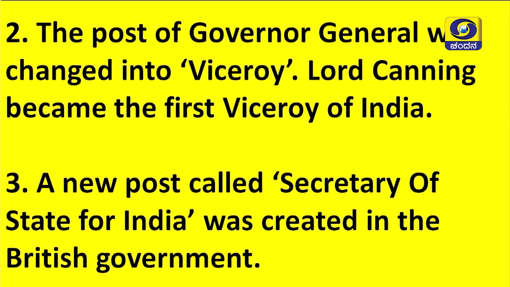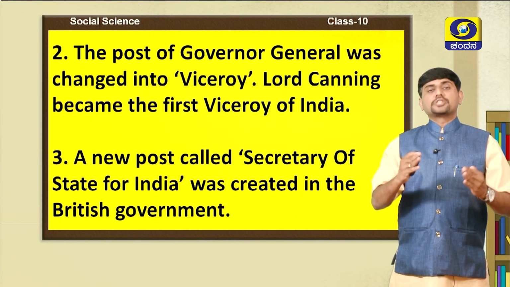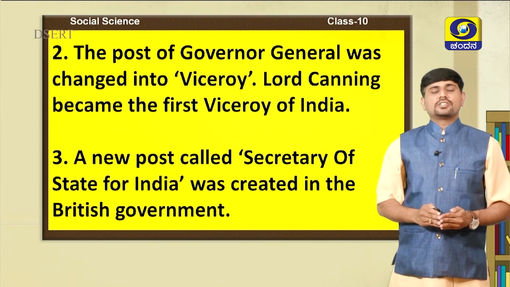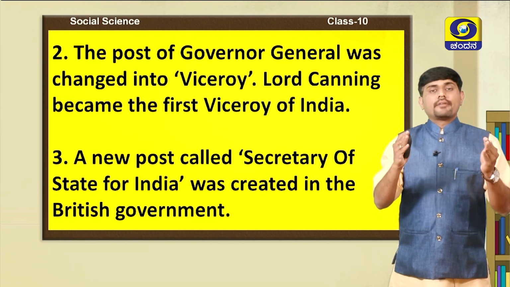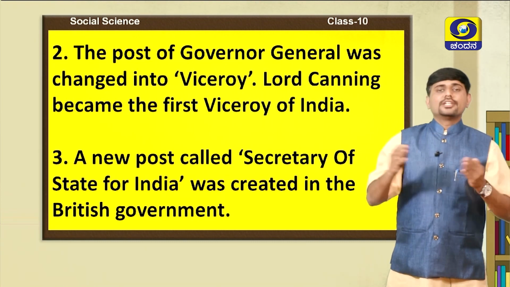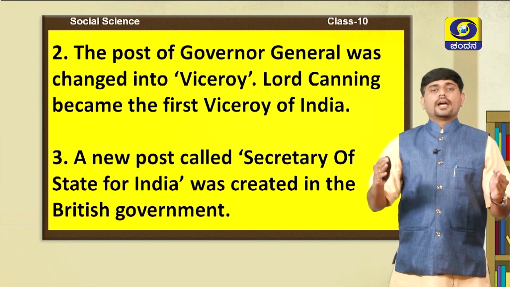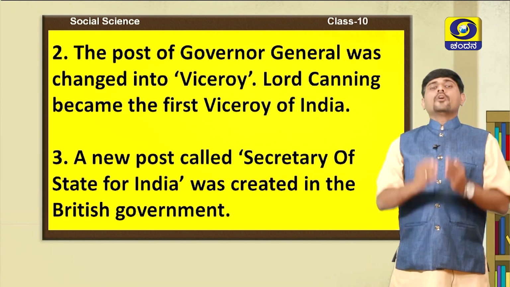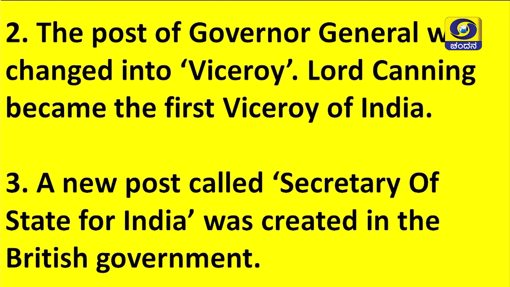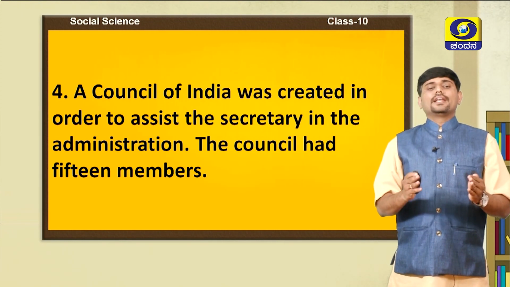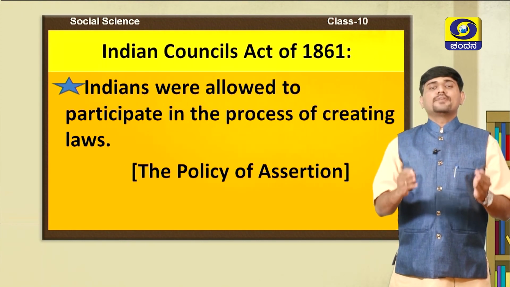Dear children, till then, right from the beginning of the British East India Company, the head of the Company was the Governor General. Now the position of the Governor General was renamed as the Viceroy of India. The first Viceroy of India was Lord Canning. A new post was created for India: the Secretary of State for India was created by the British government. According to the act, a Council of India was also created in order to assist the Secretary in the administration. The Council had 15 members.